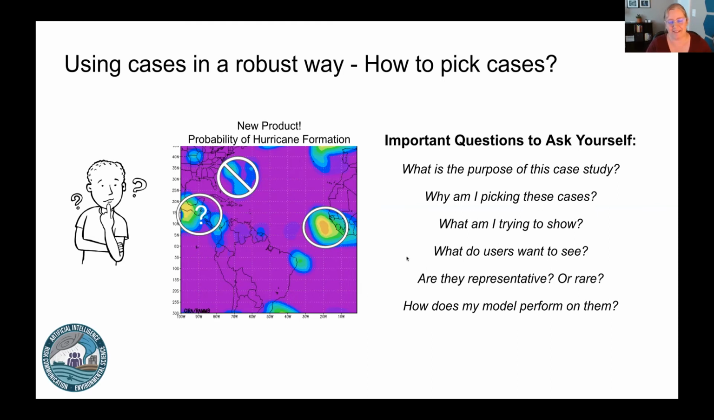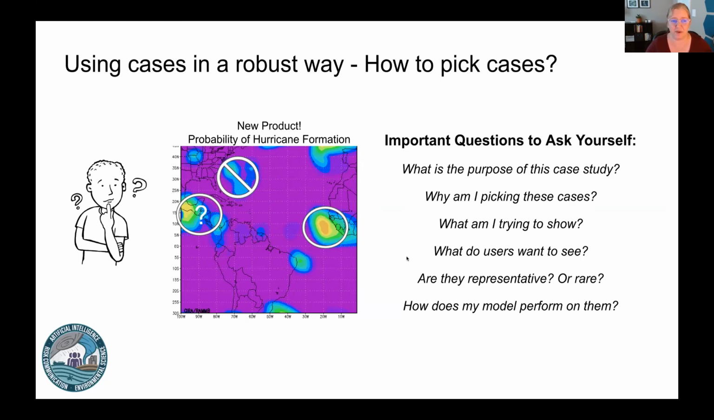So we have one signal that's coming off of the coast of Africa. It's probably an African easterly wave development, which is pretty common. We have a pretty good climatology on those types of systems. So that might be a good illustrative case for how the product does for typical types of formation setups.